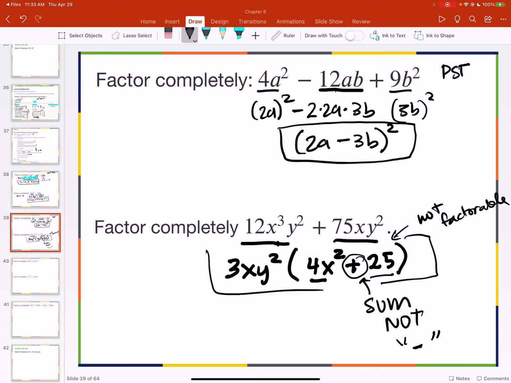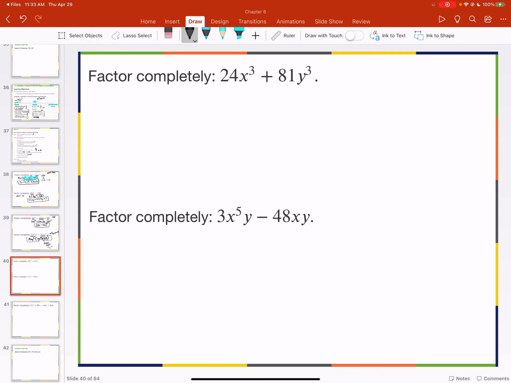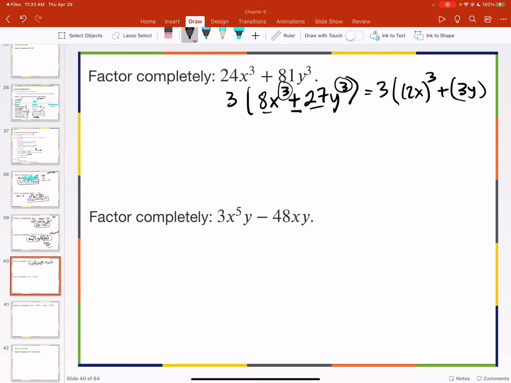Okay, let's do a few more. How about 24x cubed plus 81y cubed? Can I factor out a 3 here? So 3, and that leaves me with 8x cubed plus 27y cubed. Now what's interesting is, yes, this is a sum, but this is a cube. Are these perfect cubes? They are. So I can think of this as 3 times (2x) cubed plus (3y) cubed.